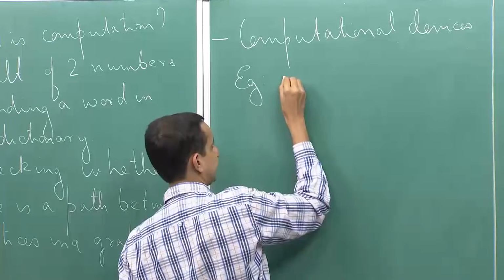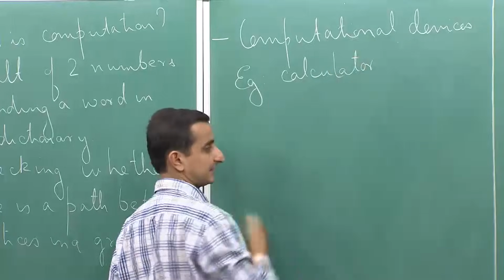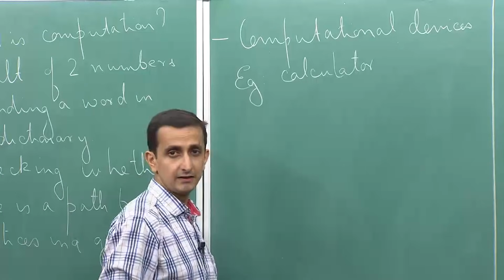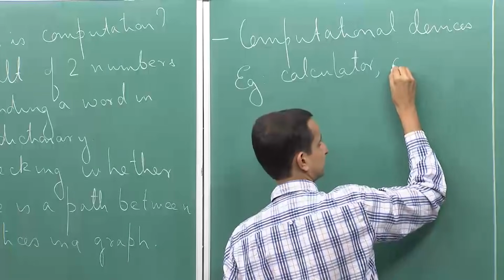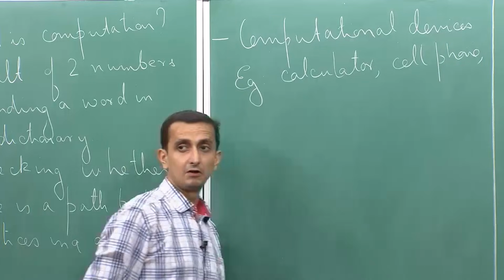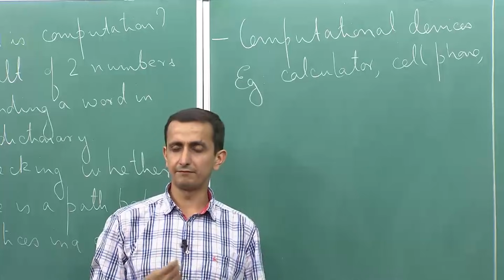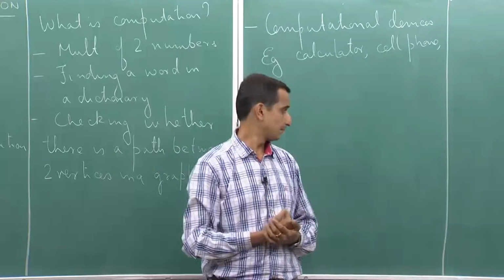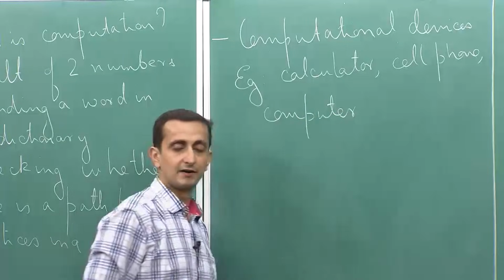a calculator is a simple computational device that lets you perform basic arithmetical operations, sometimes even a little more. The modern cell phone or your smartphone also has a host of features using which you can compute in fact a lot of things. In fact, the modern smartphone is almost equivalent to that of a computer. Of course, a computer is a very popular example.